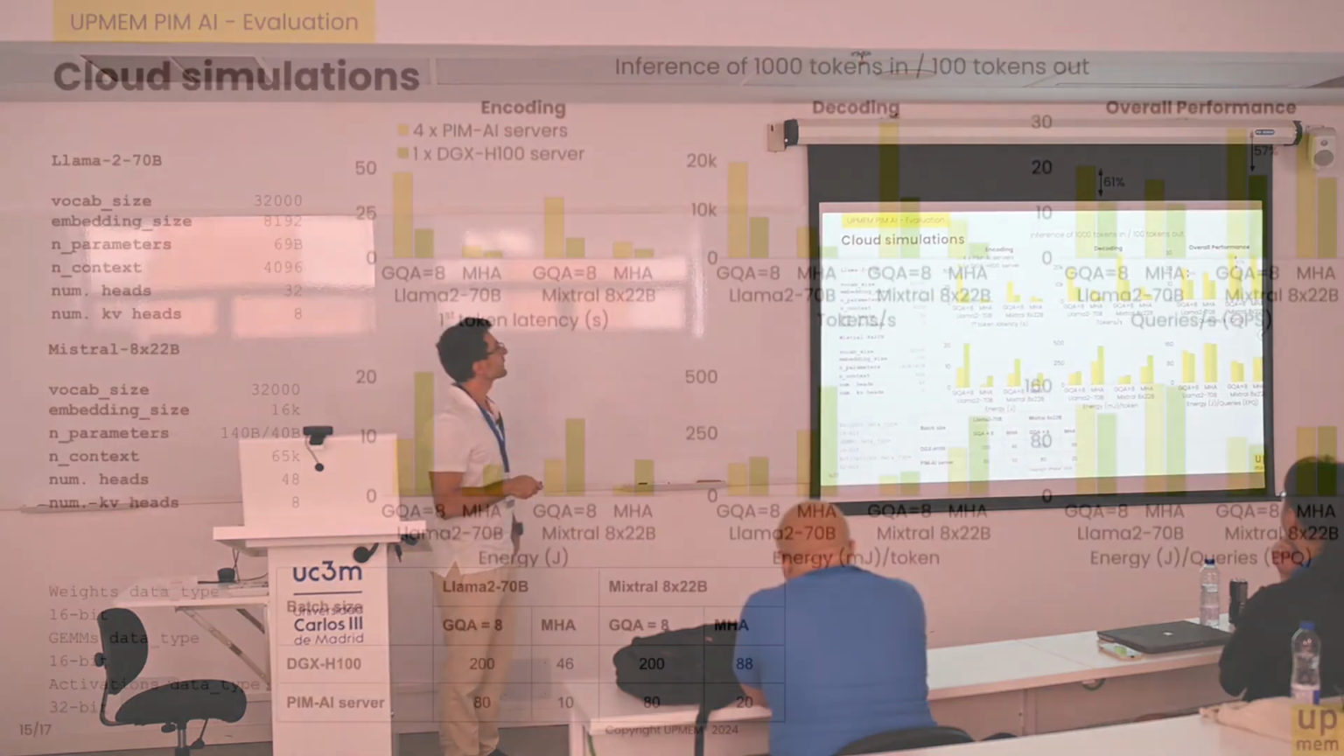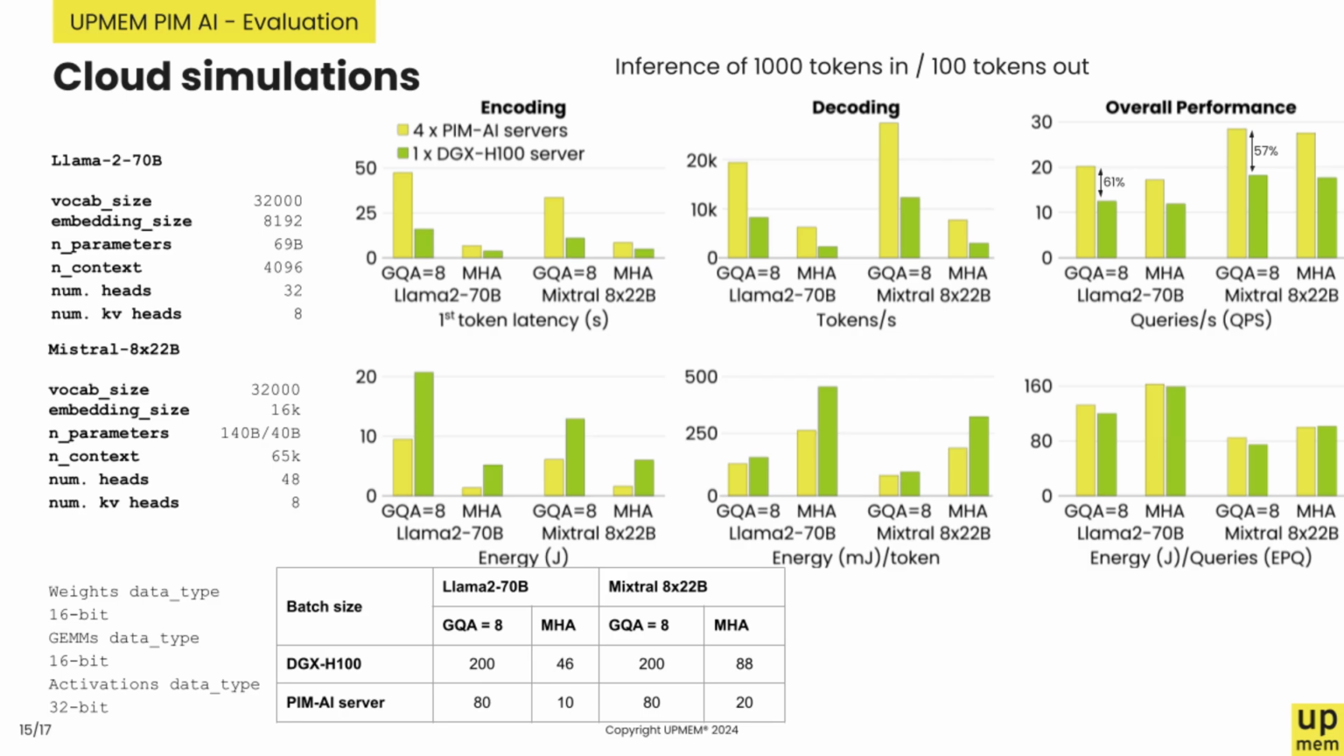So in this case, we have the Llama 2 70B, which is more convenient for cloud, and we have the Mixtral 8x22B. We have these data types for quantization, and the batch size depends on what we are running and where we are running, right? Because we have limited memory, we assume that we want to fill all the device with all the possible batches. And I'm showing you the GQA and multi-head attention, the group query attention and multi-head attention.